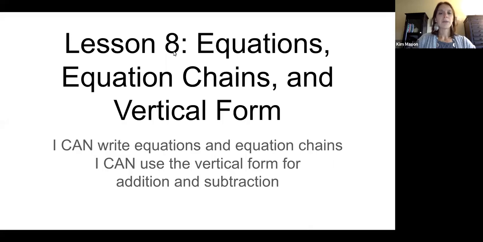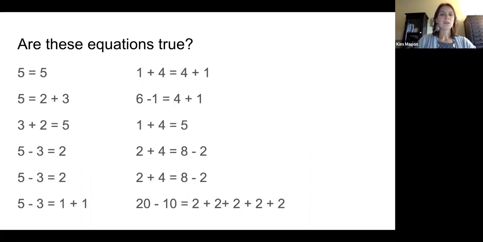Today we're going to talk about equations, equation chains, and vertical form. Our learning target is I can write equations in equation chains, and I can use the vertical form for addition and subtraction. So I want you to look at all of these and tell me, are these equations true?